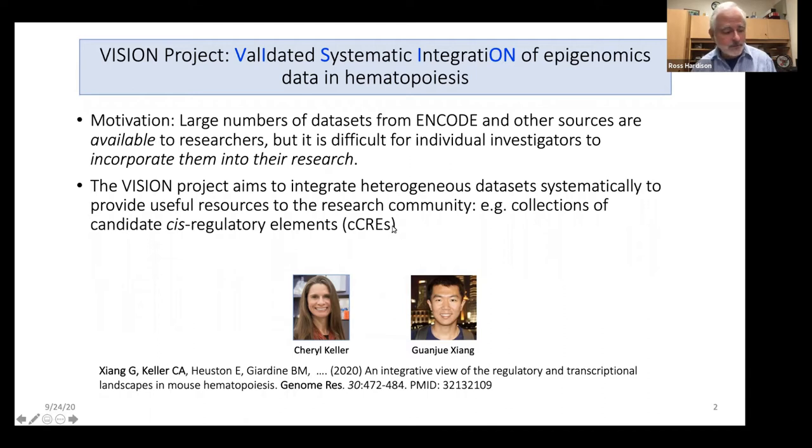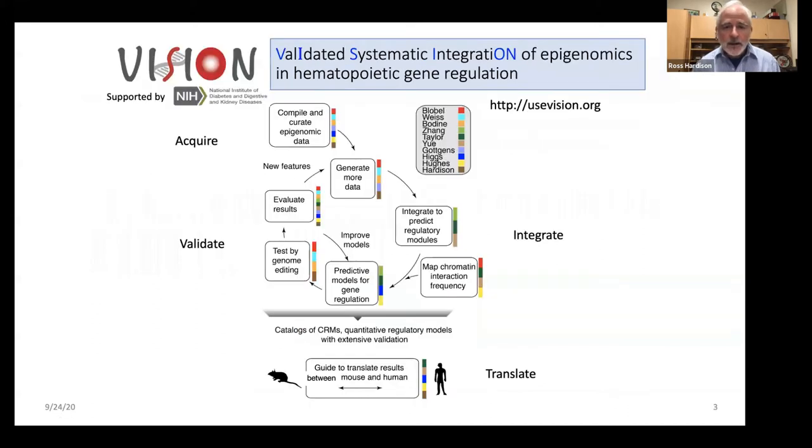I'll be focusing mostly on these candidate regulatory elements. The work I'll be describing is led by Cheryl Keller and Guanzhi Shang in my group, and part of this work was published earlier this year in Genome Research.